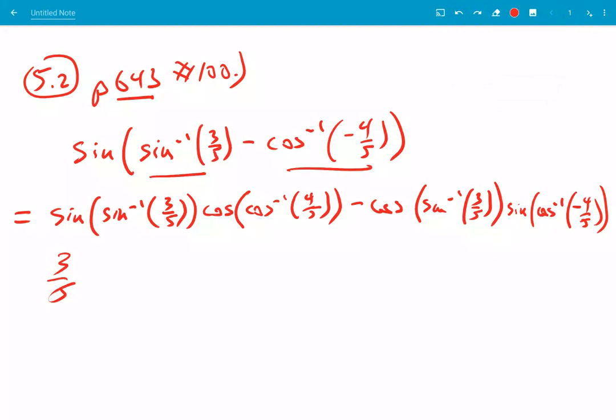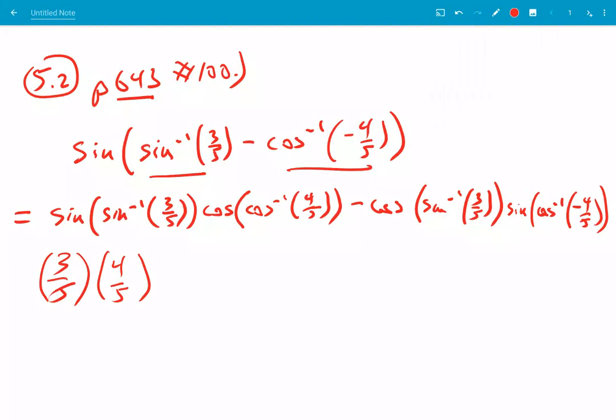Okay, pretend that's 3/5, times the cosine of the arc cosine of -4/5, which is -4/5, minus the cosine of the angle whose sine is 3/5.